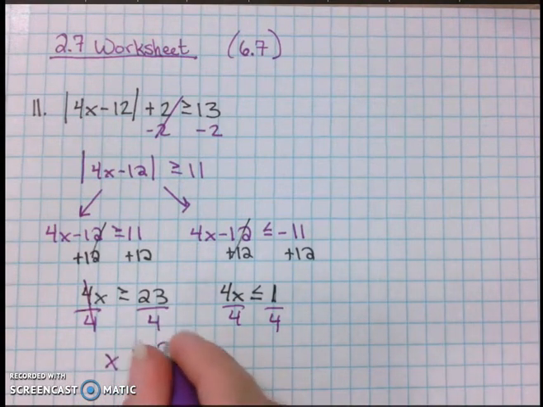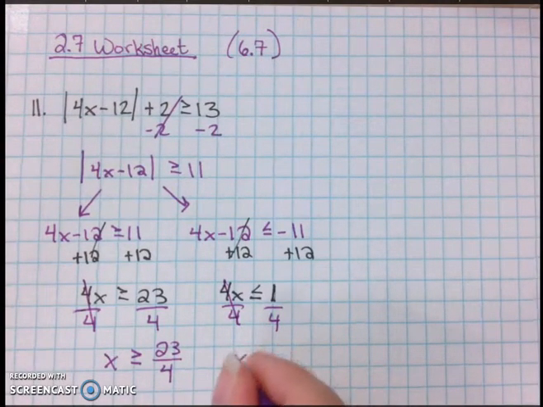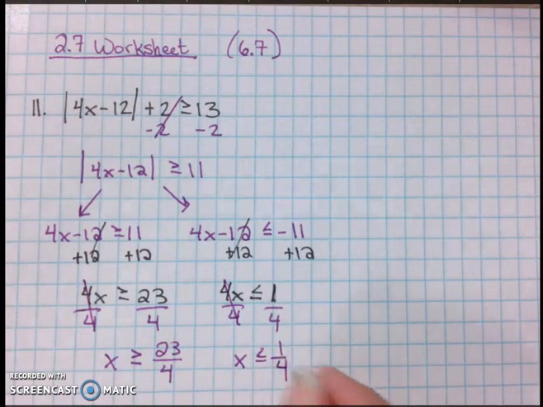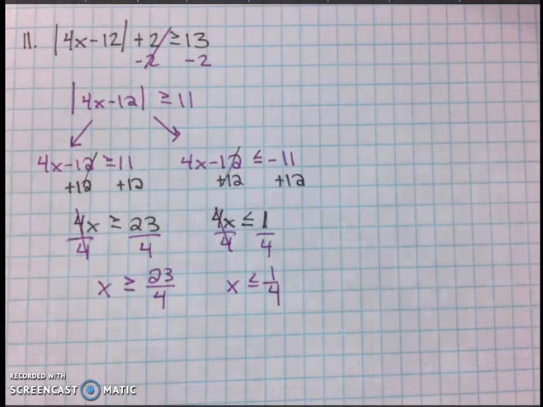So 4 doesn't go into 23. Go ahead and keep it as an improper fraction. That's fine. And keep this as a fraction. That's fine as well. Oh, actually, you don't have to graph this. So that is our answer here.